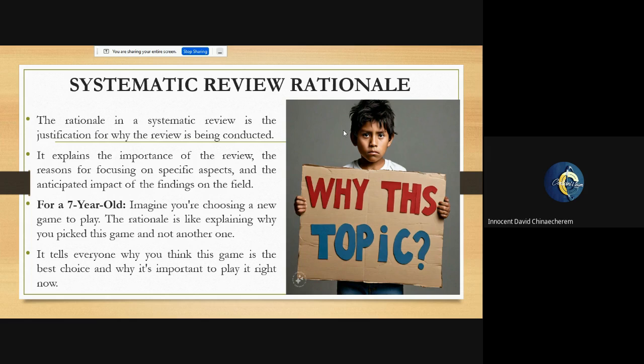So this is practically how it works, right? We need to do what? And it's like, why do you want to do your research question? Why is the systematic review important? What gap have you found? All these are going to be written in your rationale. So just consider yourself writing your systematic review rationale.